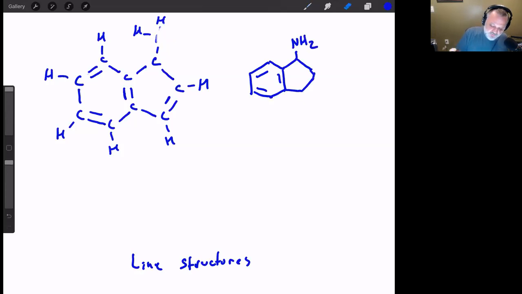Here, let me erase one of those. This thing has all of the same structural information as the structure on the left. The Lewis structure has the same structural information as the line structure. And so let's break it down and see how we do this.